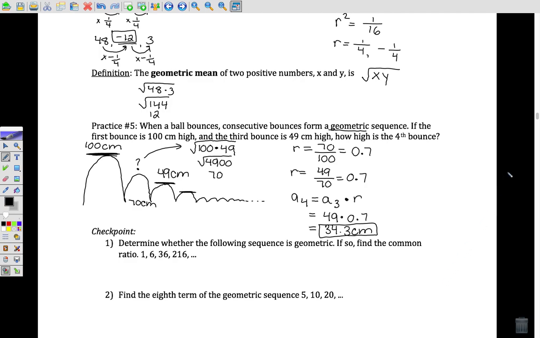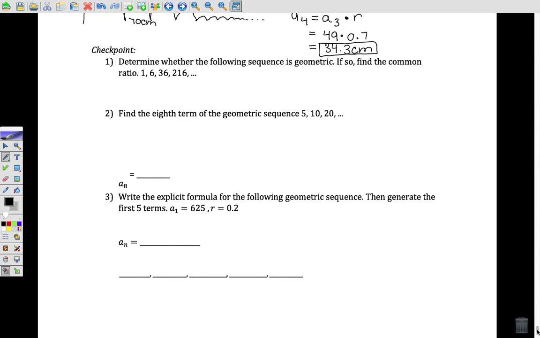So I'm going to tell you to pause the video here, try the next 5 problems printed in the guided notes as the checkpoint, and then I will go through the answers. So pause the video now. So let's see what the answers are.